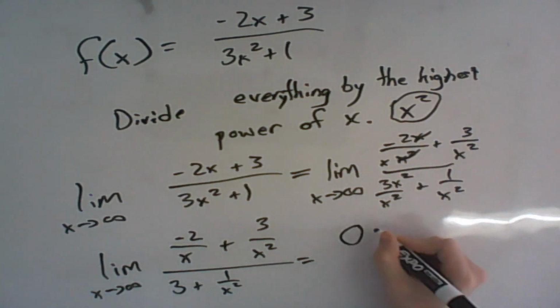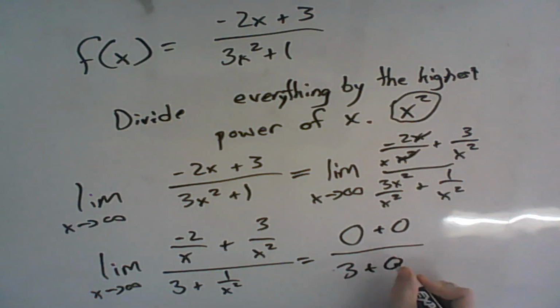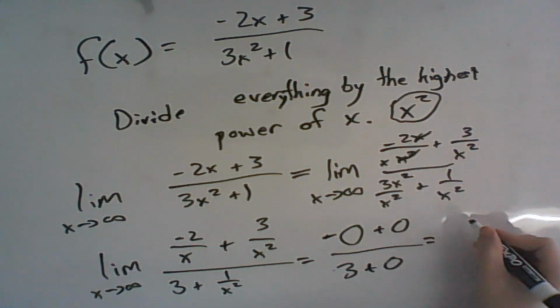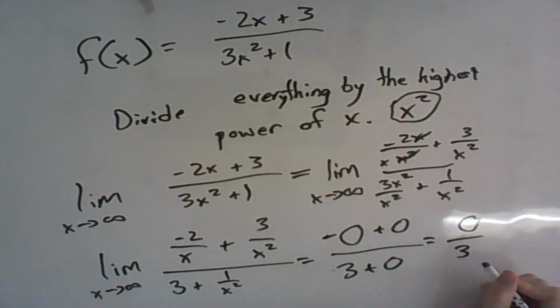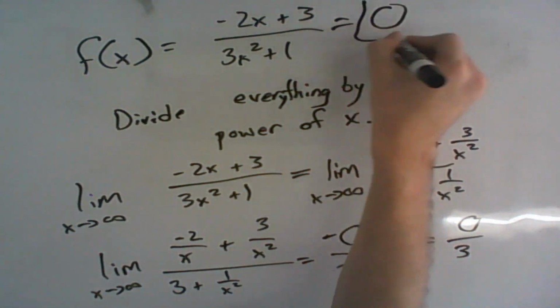So we get 0 plus 0 over 3 plus 0. Okay, sorry, they say minus 0, it doesn't matter. So we get 0 over 3. So our solution here, our limit is 0.